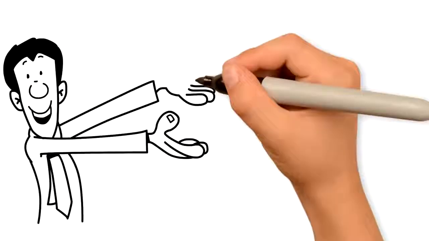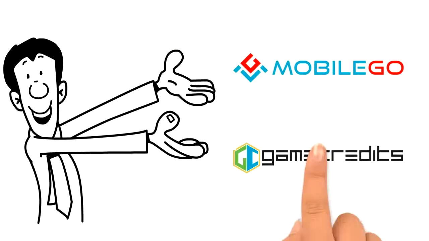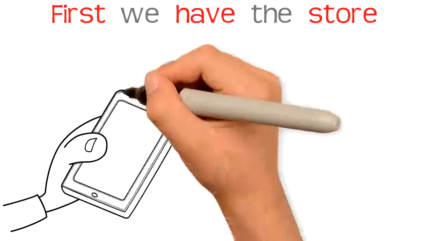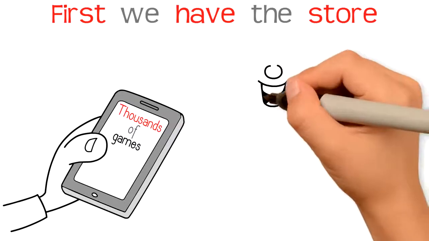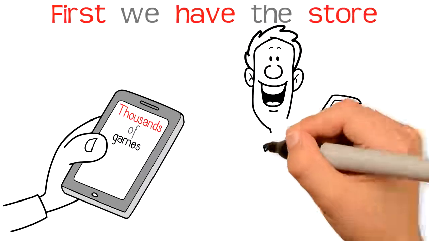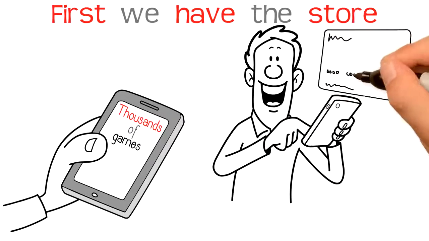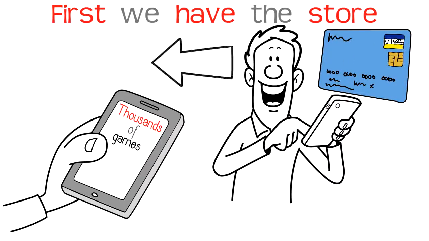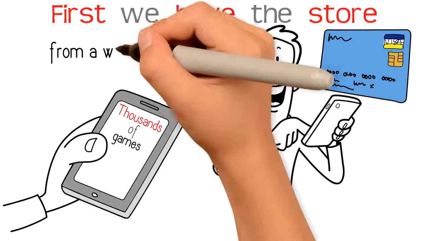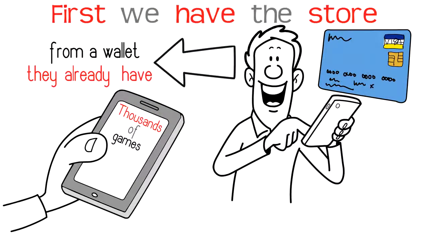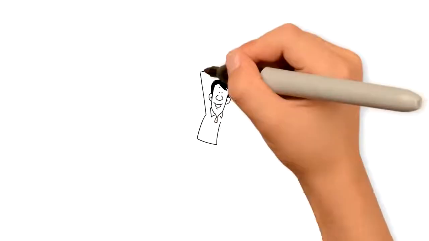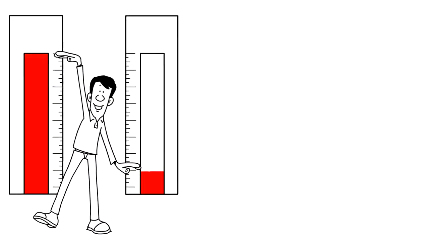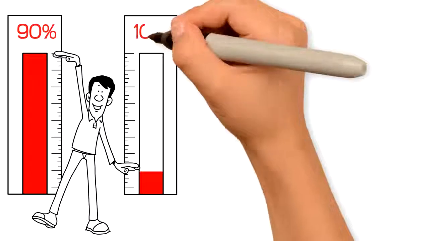Let's talk about the economics of MobileGo and the GameCredits mobile store. First, we have the store. At the touch of a button on a phone, a gamer will have access to thousands of games. To buy a game or in-game content, a gamer will have a one-click option to purchase game credits from their credit card and local payment methods, or simply transfer game credits from a wallet they already have. The gamer then uses these game credits to make their purchase. When a gamer spends money, the gaming developer gets 90%, and our store keeps 10%.